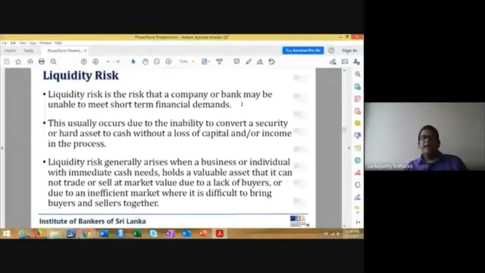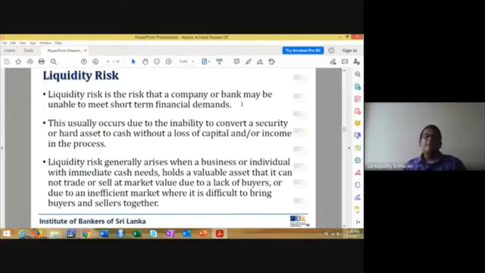For example, if they need 25 billion, but they have liquid assets of 100 or 200 billion, they can sell part of those assets, get the money and meet the short-term financial demands. That is the entire purpose of maintaining the statutory liquid asset requirement.